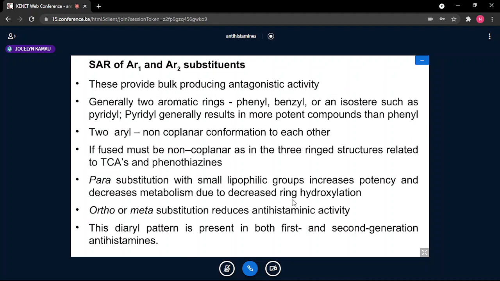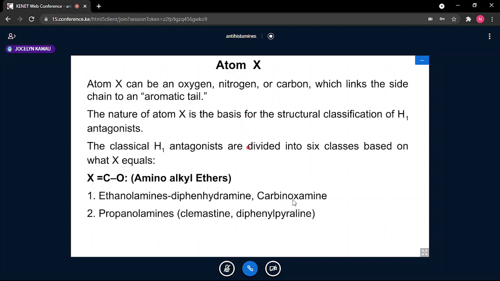That's the SAR we expect of the aromatic rings, AR1 and AR2. But as we look at the specific groups, we'll highlight the differences and the similarities. Then we look at atom X. Atom X, as I have said, is a connecting central atom, and atom X can be an oxygen, as we have said. Of course, it is not usually purely an oxygen, because there is a carbon. So it is usually a carbon-oxygen.